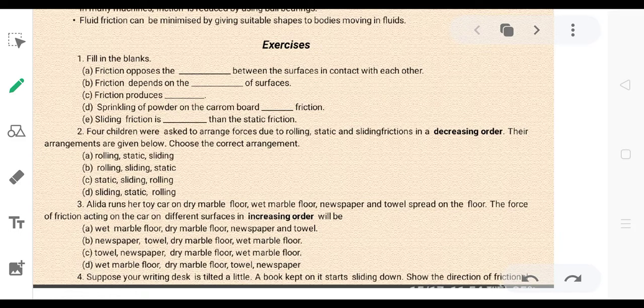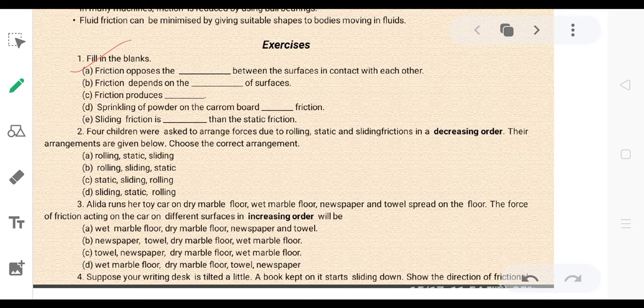So the exercise, question number 1: fill in the blanks. Number A: friction opposes the dash between the surface in contact with each other. So friction opposes the motion between surfaces in contact with each other.